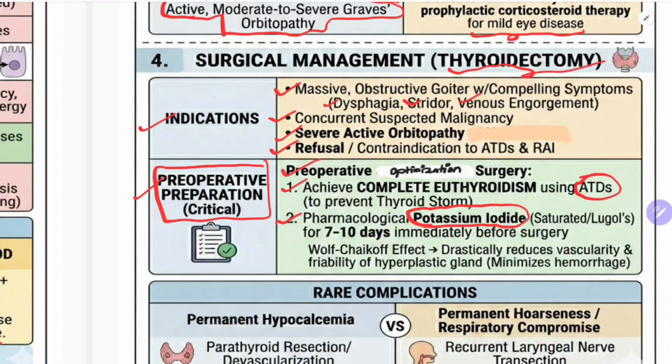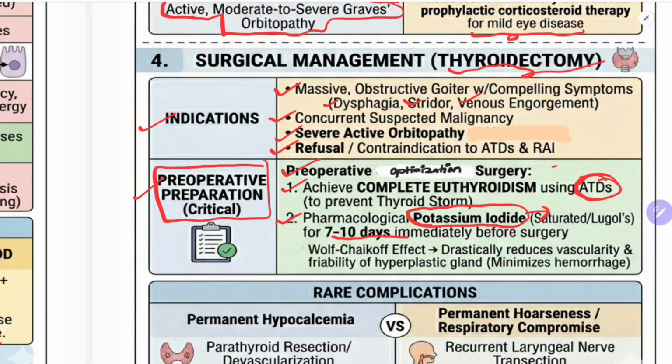brought down the thyrotoxicosis. Okay, because what is the main purpose of giving potassium iodide? To prevent leakage is the purpose. If you are not giving ATDs, there is increased production, and when you give potassium iodide, the gland is active and it will utilize this iodine and there is a risk of thyrotoxic crisis. That's why you should not give potassium iodide before giving anti-thyroid drugs. So you will give it after ATDs, 7 to 10 days immediately before surgery.